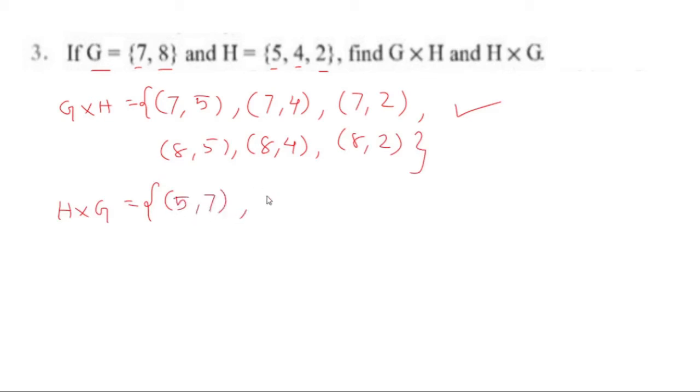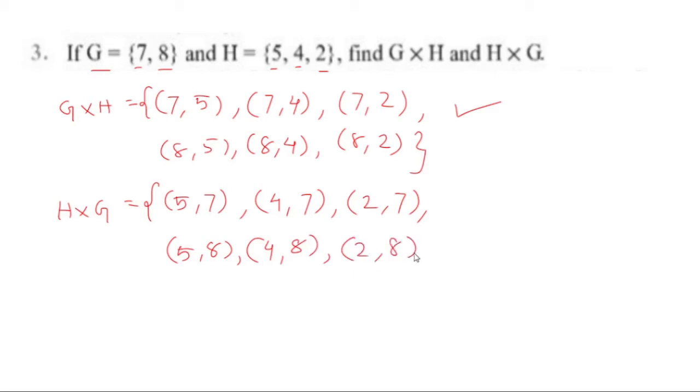If you interchange the position of the elements, then you can find H cross G. Or in other words, it is the set of ordered pairs where the first element is from set H and the second element is from G. So in this way you can find G cross H and H cross G. In G cross H the first element is from G and the second from H, and in H cross G the first element is from H and the second element from G.